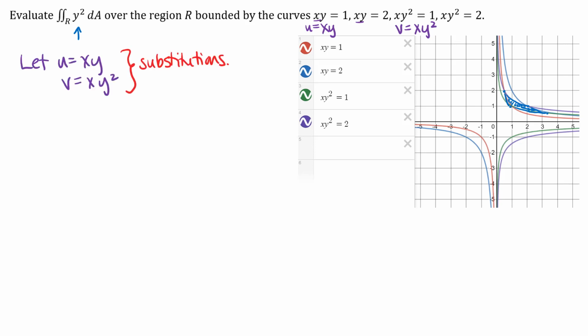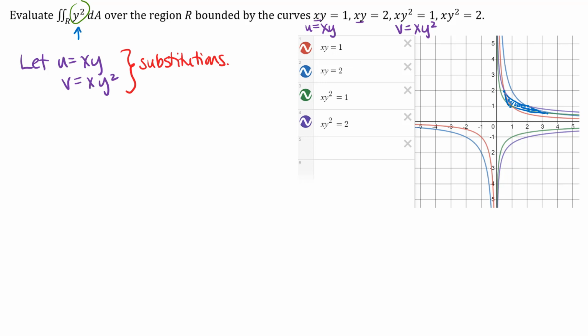So if you remember for our theorem, we had several conditions that we needed to check. One is that the function that we are integrating is continuous. So f of xy equals y squared is continuous everywhere, so we're good on that count. And then the next conditions all had to do with the substitutions or the inverse substitutions. So I'm going to need to solve these equations for x and y in terms of u and v.